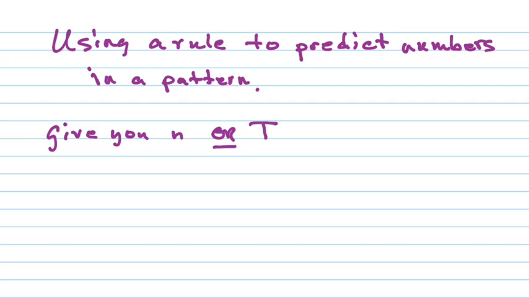All right, so you're going to use a rule to predict numbers in a pattern. And they can give you either n or t, right? Now, if they give you n, that's easy. You just plug in the number and do the math. If they give you t, then you're going to have to solve the equation using some simple basic algebra. So, if you have n, you're simply going to use the process of substitution.